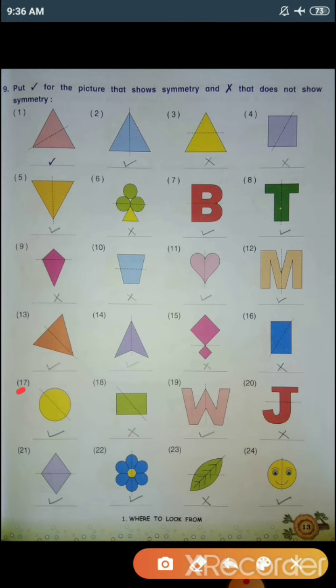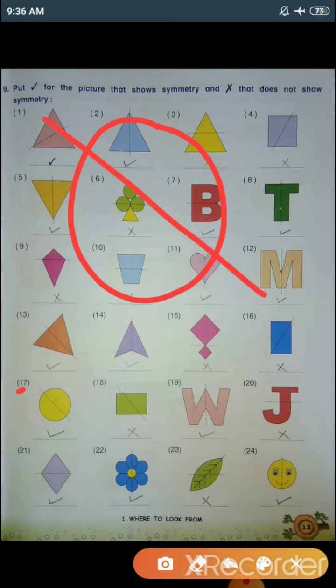Number 17, one circle is given and one slanting line divides this circle into two parts, part 1 and part 2. And we can conclude that both the parts are equal. So we can say that this shape shows symmetry.